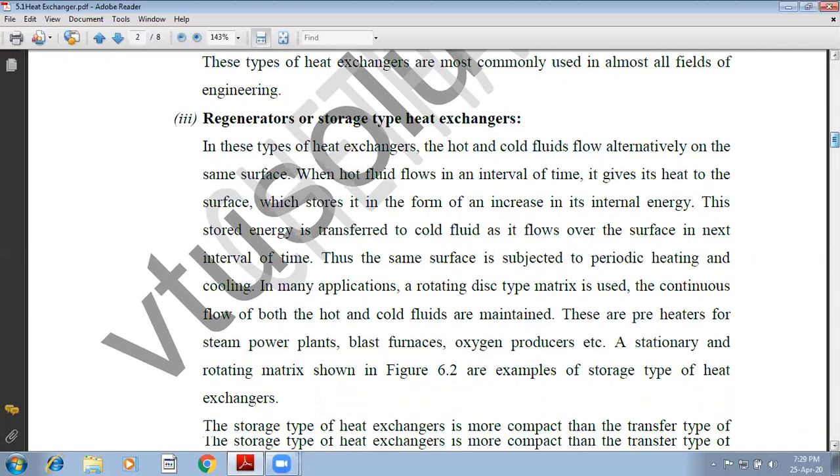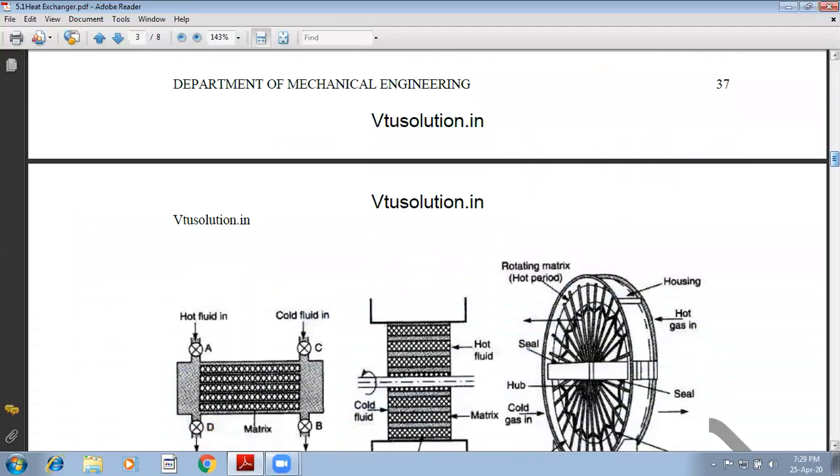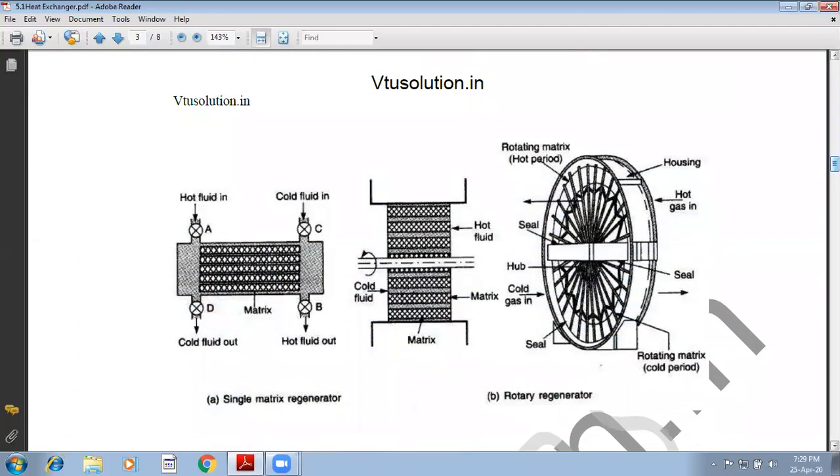If you see the figure, you'll understand. Now let us consider this diagram. Now if you see here, we have hot fluid as well as cold fluid, inlet as well as outlet. Let us first consider valve A is open, valve B, C as well as D is closed.